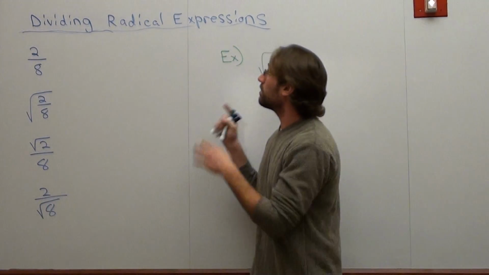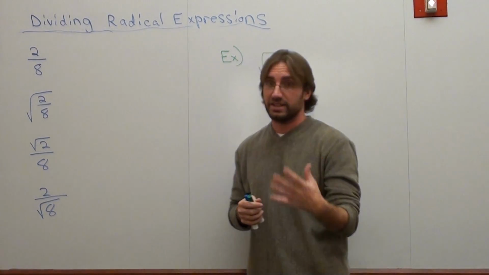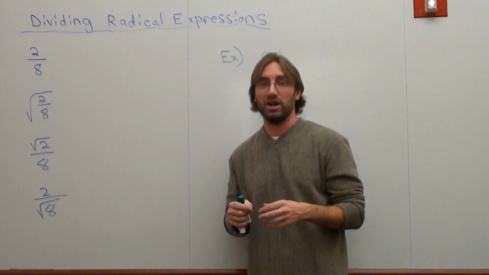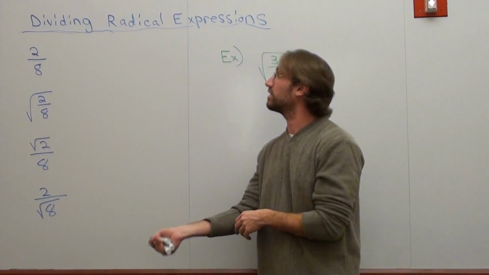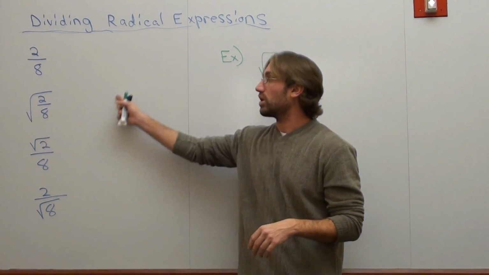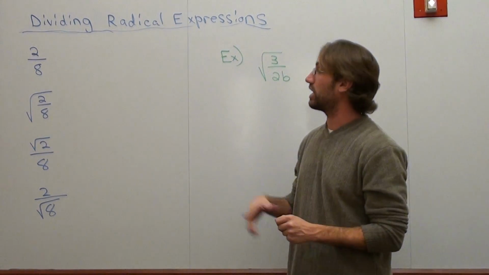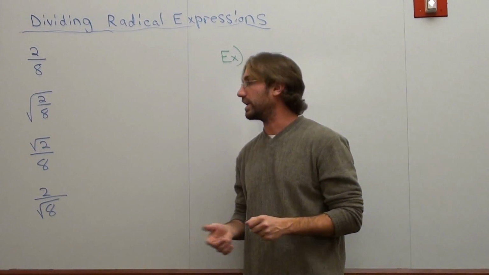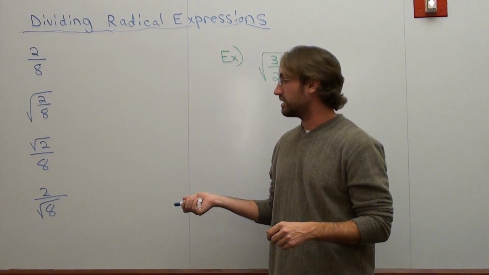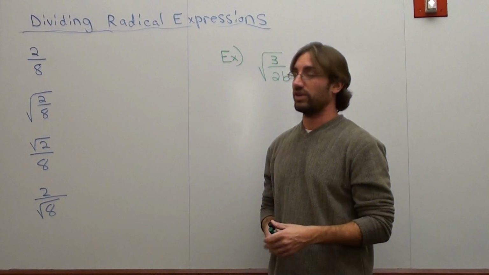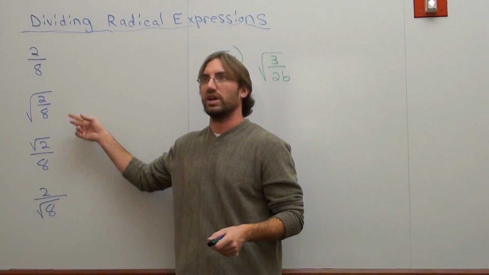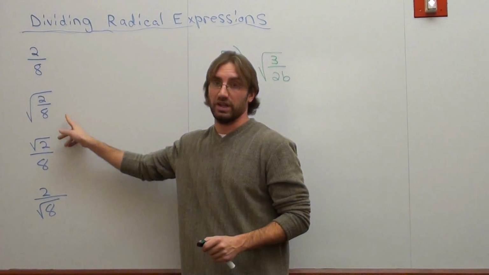Hello again. We're going to be dividing radical expressions and at the same time be rationalizing the denominator, or that will be a sub-concept of dividing radical expressions. So I wrote out 4 different fractions. I wrote out 2 over 8, square root of 2 over 8, square root of 2 divided by 8, and 2 over square root of 8. Actually, the quantity of 2 over 8 under the square root is probably how I should have said that one.